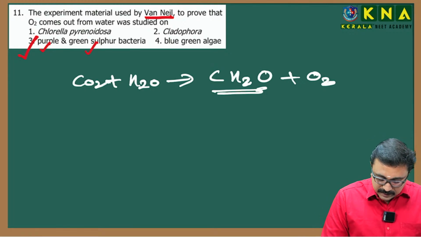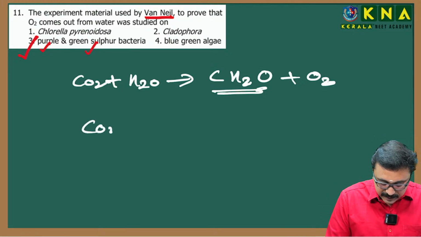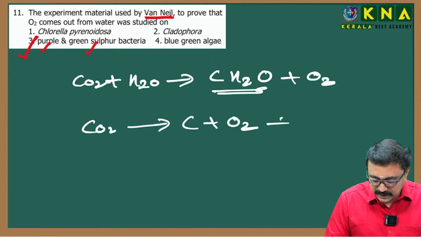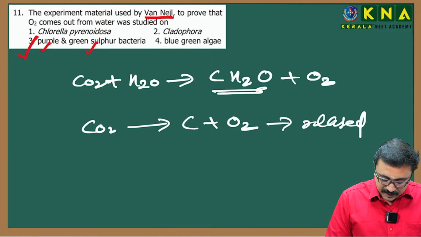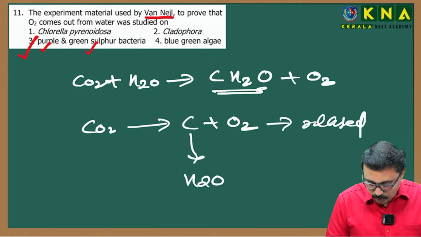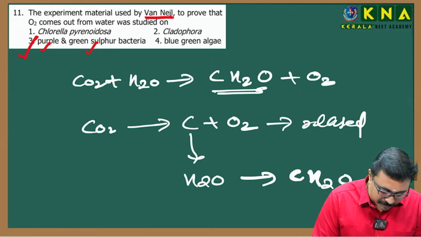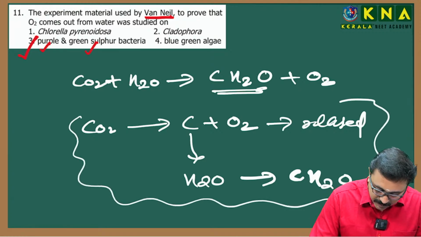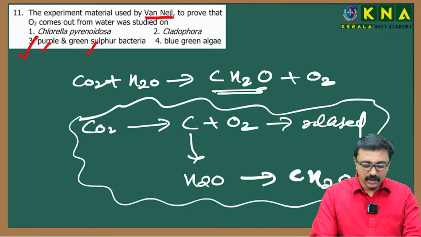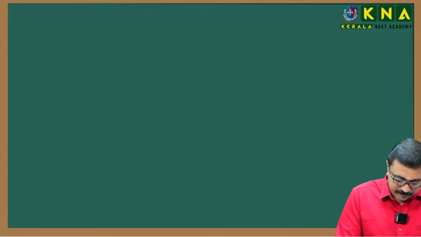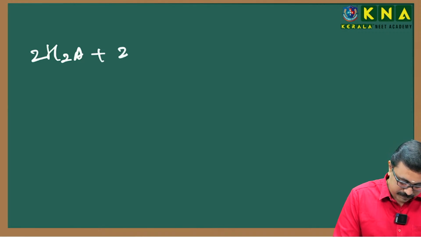Previously it was believed that carbon dioxide splits to form carbon and oxygen is released. This carbon will combine with water to form carbohydrate. This was the belief before the time of Van Niel. Van Niel demonstrated that carbon dioxide.